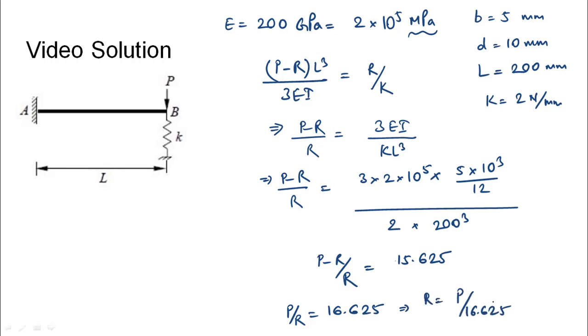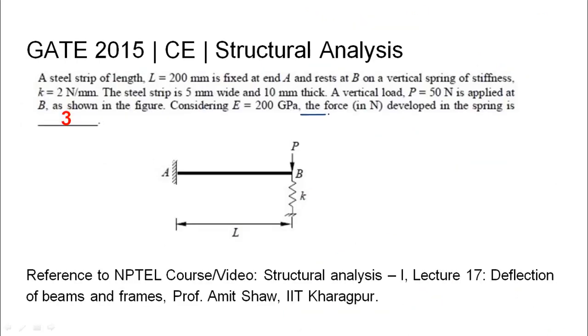and R would be P by 16.625. It is given in the problem statement that P is a force of 50 Newton. So substituting the value, 50 by 16.625 would give us R value as 3 Newton. So the force developed in the spring is 3 newtons.